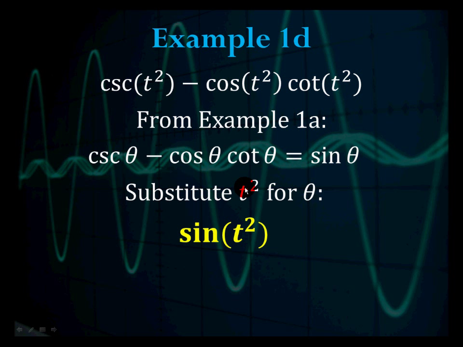So all you have to do is substitute t squared in for theta and write sine t squared. Notice the squared does not go here. If you put the square here, you're squaring sine. Here you're squaring the t.